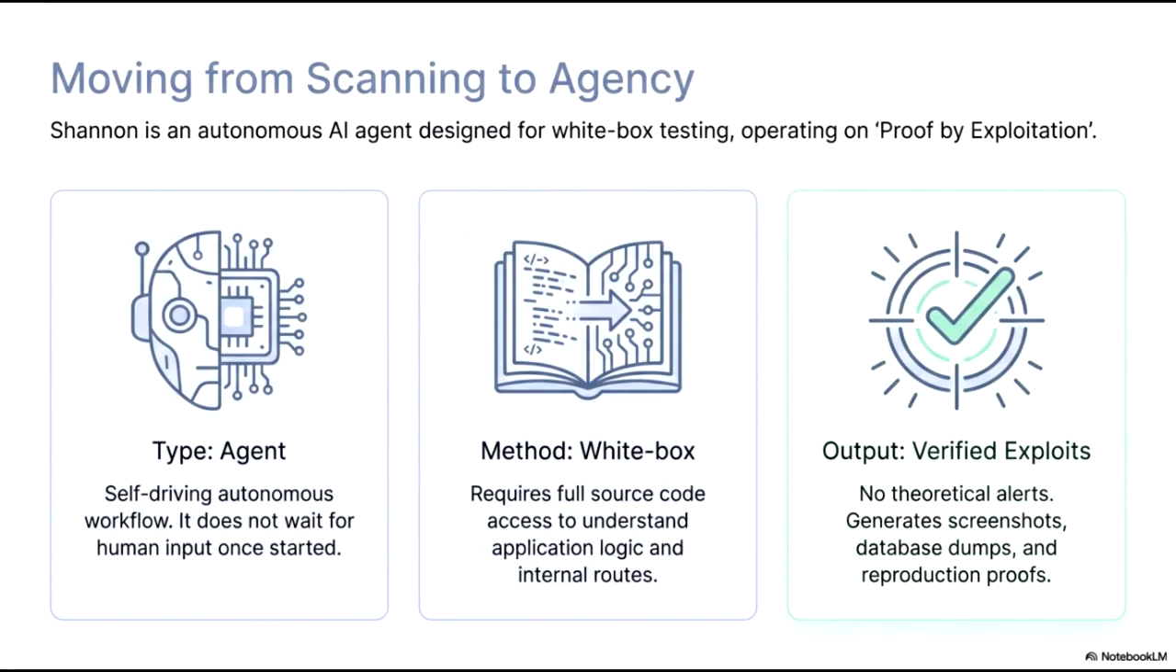Finally, the output consists of verified exploits rather than theoretical alerts. This approach eliminates false positives by providing concrete evidence of vulnerabilities. Shannon generates comprehensive reports that include screenshots, database dumps, and reproduction proofs, ensuring that every finding is actionable and confirmed.